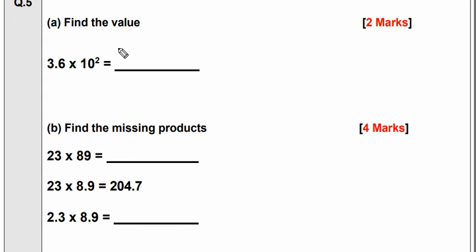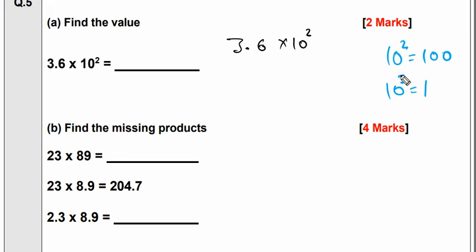Now the next question says find the value. 3.6 times 10 to the power 2. So first of all, do you know what 10 to the power 2 means? 10 to the power 2 is 100. If I say 10 to the power 3, it means 1 followed by how many 0s? 1, 2, 3.